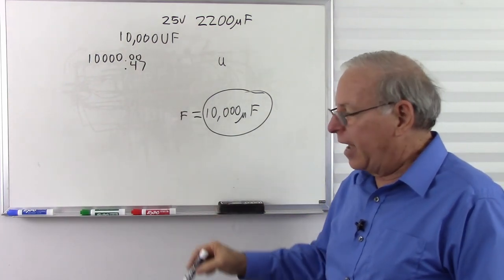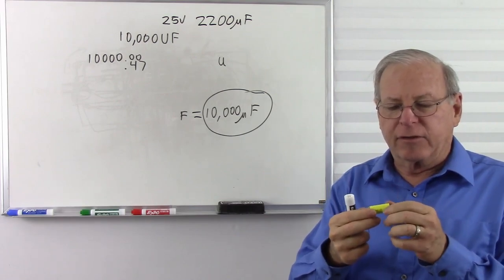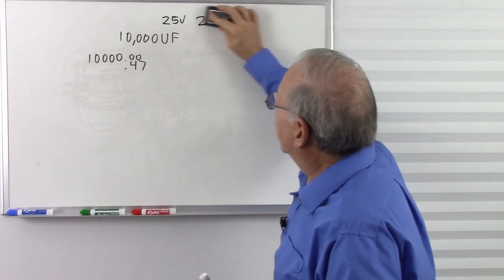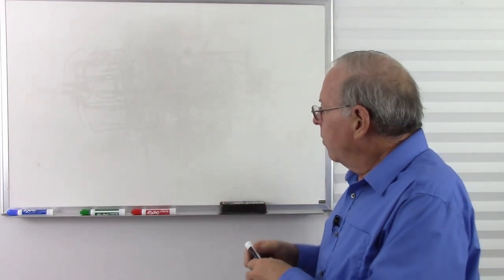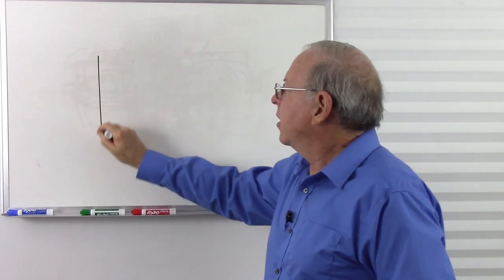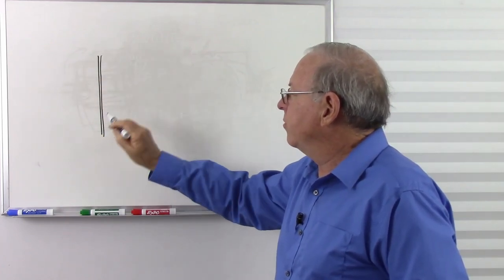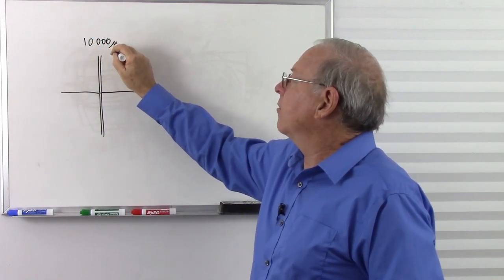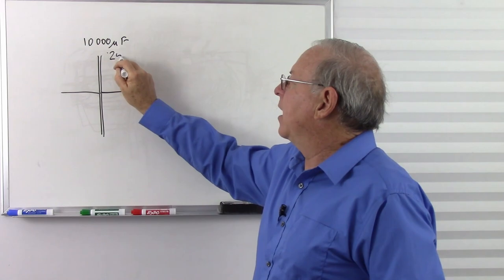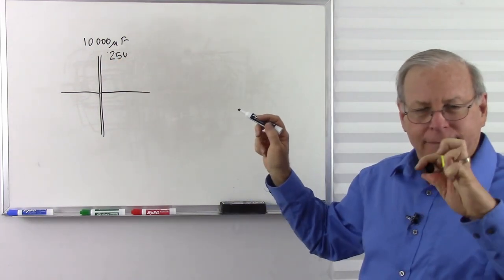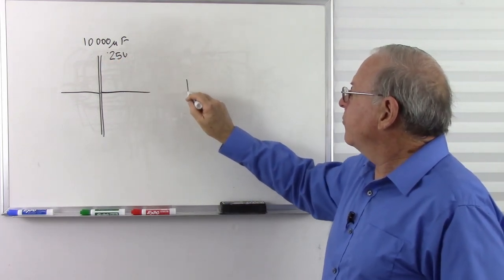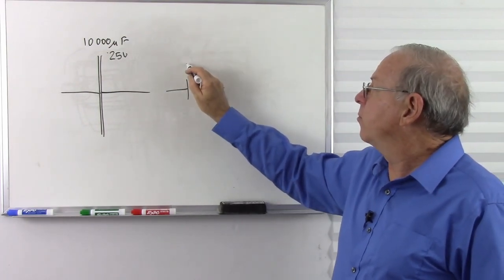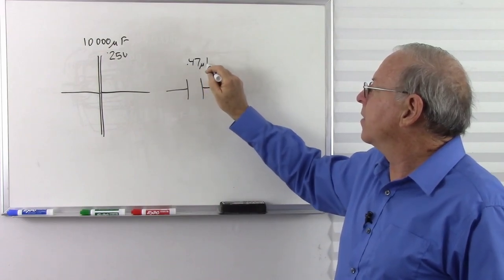So it's a much smaller capacitor, and let me do a quick drawing here to give you an idea of what's going on. The one capacitor has a lot of plate area and they're very close to each other. So we get 10,000 microfarads at 25 volts. This one, we have less plate area and they're further apart. So we have less capacitance, 0.47 microfarads.